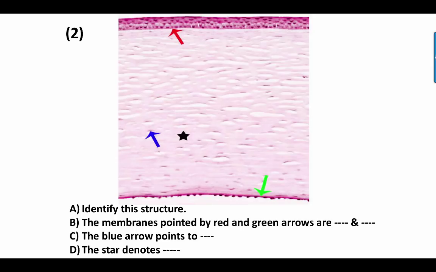The membrane is pointed by the red-green arrow. Red, it is the Bowman's membrane. This is the epithelium, and this is the Bowman's membrane. And this is the Descemet's membrane, formed of collagen fibers. And this is for the keratocytes. And this is for the collagen fibrils, bundles of the collagen fibrils.